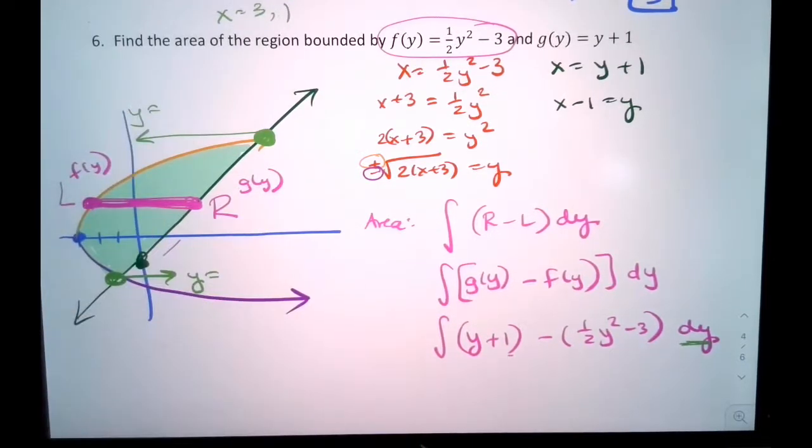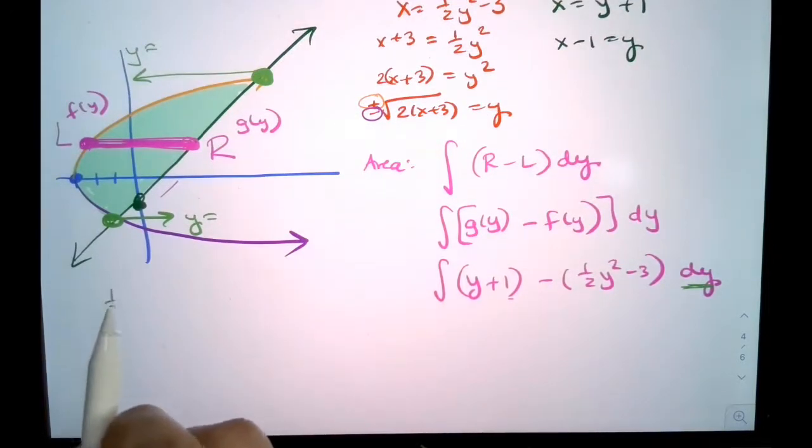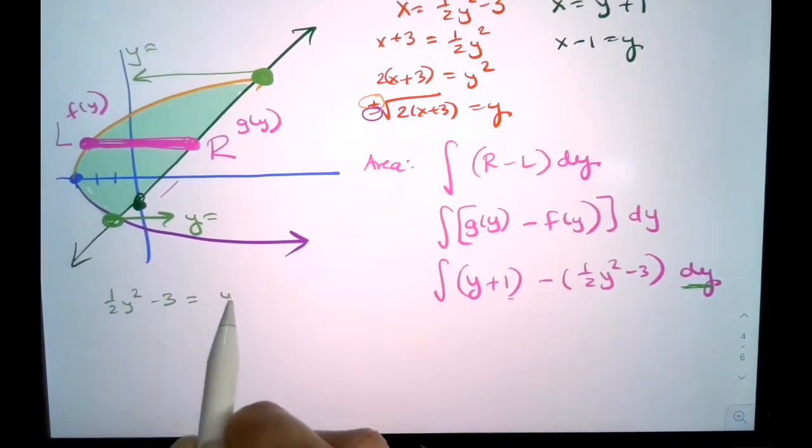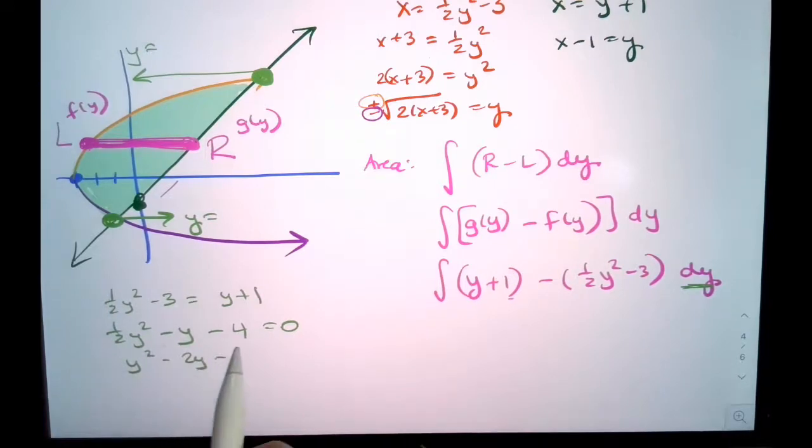I'm going to handle this in the same way that I did the last example. You can use your algebraic skills to do this. Set the two equations equal to each other. That's how you find intersection points. So 1/2 y squared minus 3 equals y plus 1. Let's bring everything over to one side. I don't feel like dealing with fractions either, so I'm going to multiply everybody by 2. Then I can solve this with a really quick factoring and end up with my two limits of integration.